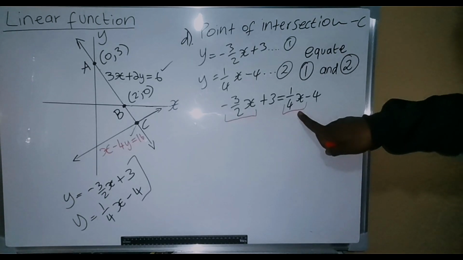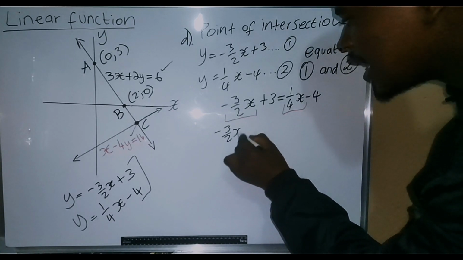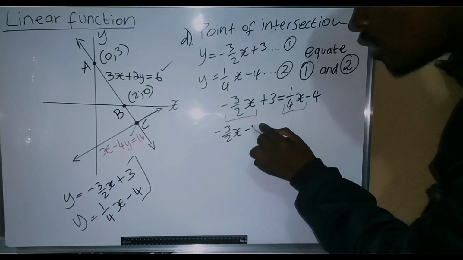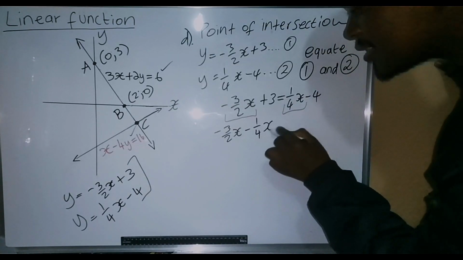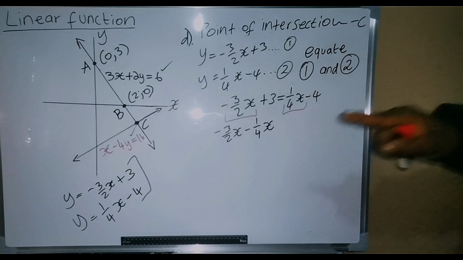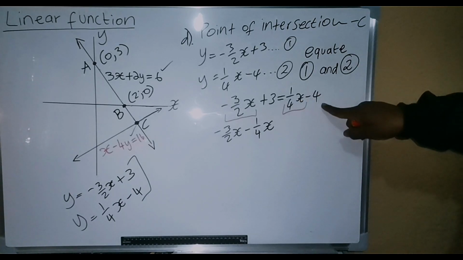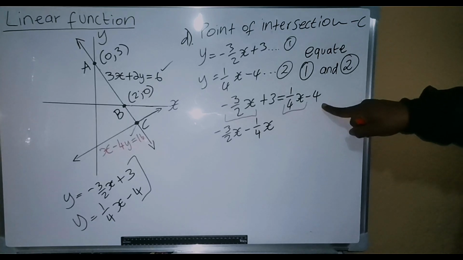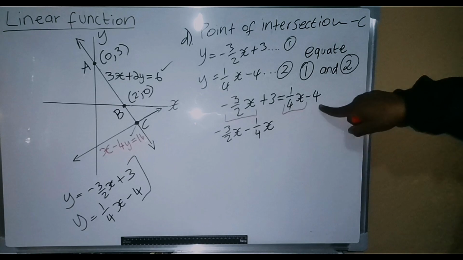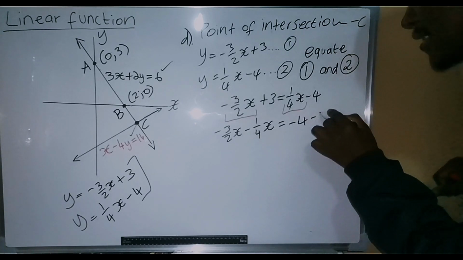I can take this 1 over 4 x to the left: negative 3 over 2 x minus 1 over 4 x. This is okay; now I'm grouping like terms. That's one side. The 3 and the negative 4 are constants, so you must take this 3 to the right. Keep constants on one side and variables on the other: negative 4 minus 3.